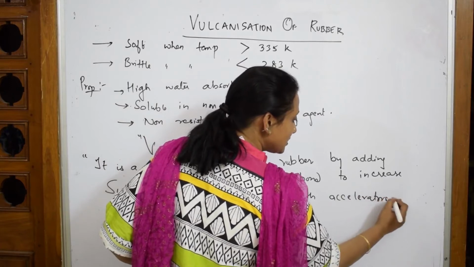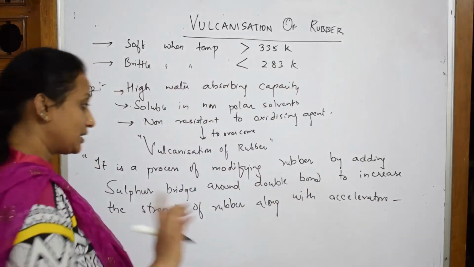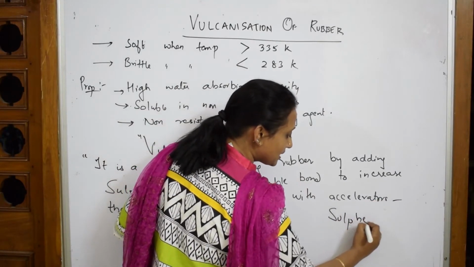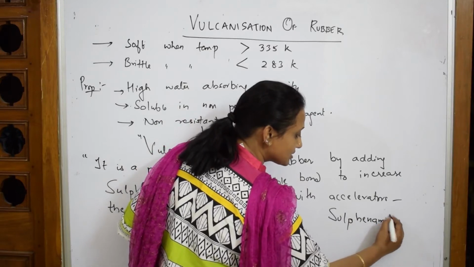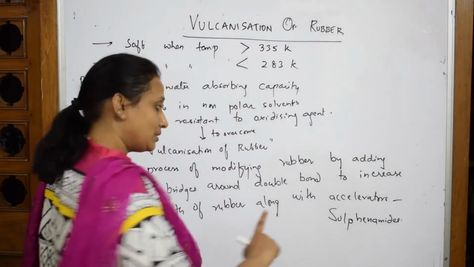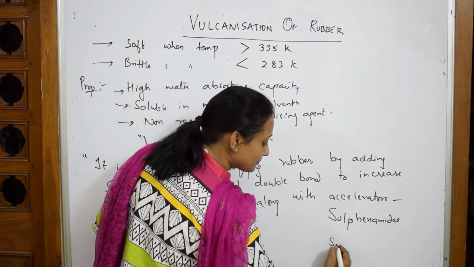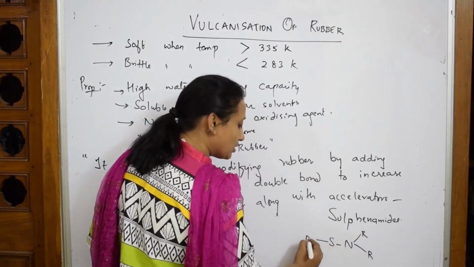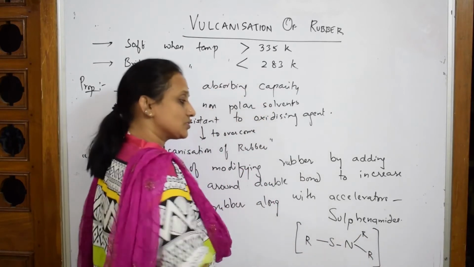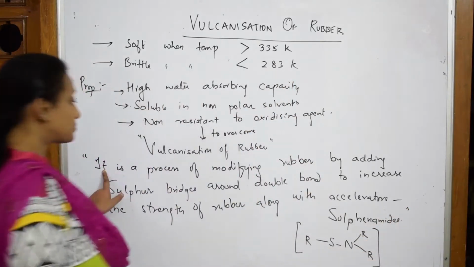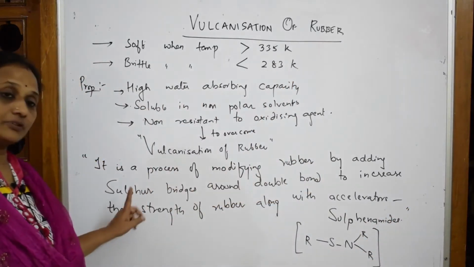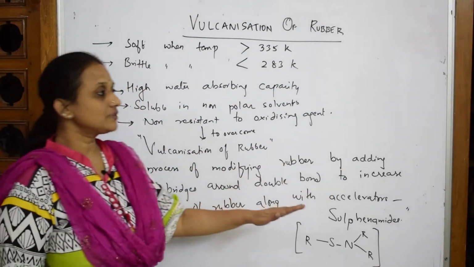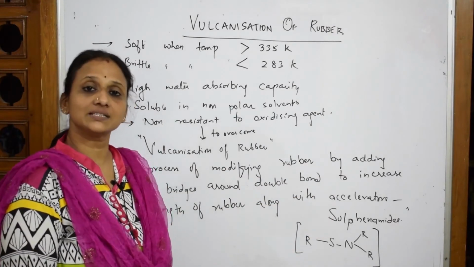Accelerators, okay, I'll give you one example, you can remember that. One example is sulfinamides. Sulfinamide is an accelerator which will increase the strength also. The formula for this is, you have sulfur, you have N, you have alkyl group here, and one more alkyl group. This is called sulfinamide. So this is the definition. Once again, it is a process of modifying rubber by adding sulfur bridges around the double bond. Why? To increase the strength of rubber along with certain accelerators like sulfinamide is called vulcanization of rubber.